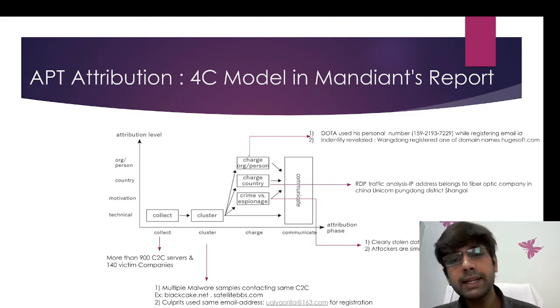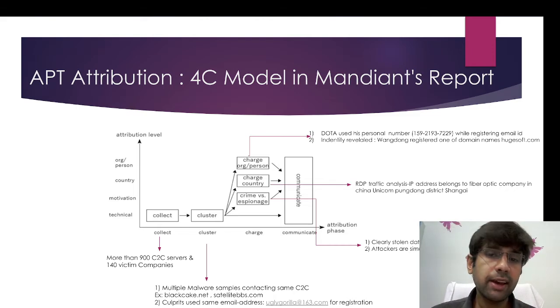So from the Mandiant investigation, they found that the reverse IP addresses from the logs directly matched the fiber optic company in China, and that was very specific to the Pudong district of Shanghai. So based on that, they are able to tell that this attack is very much confidently from China. And the second thing was, in the jump servers, the attackers had modified their keyboard settings to Chinese mode.